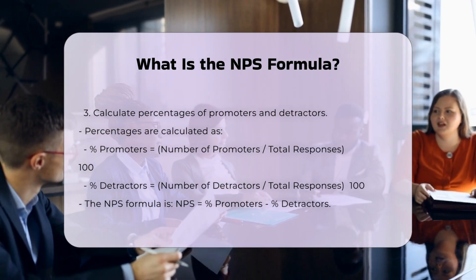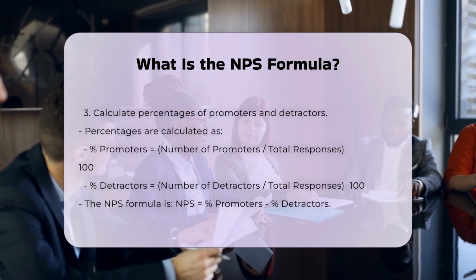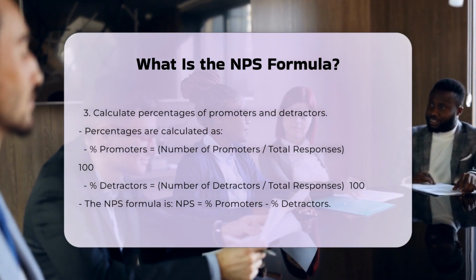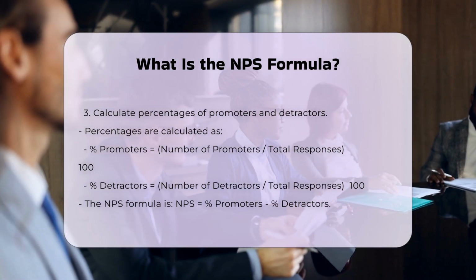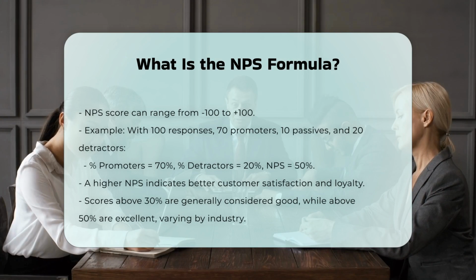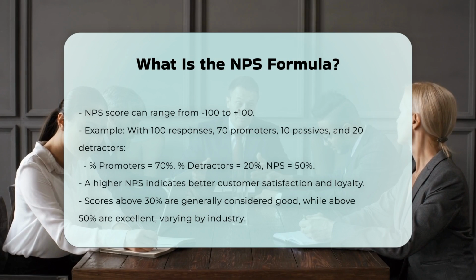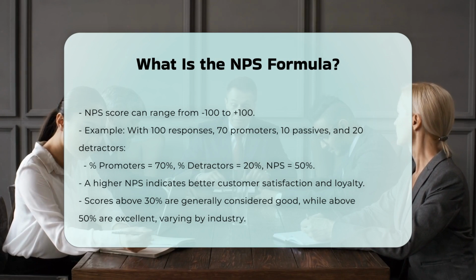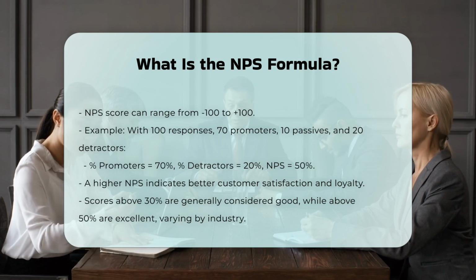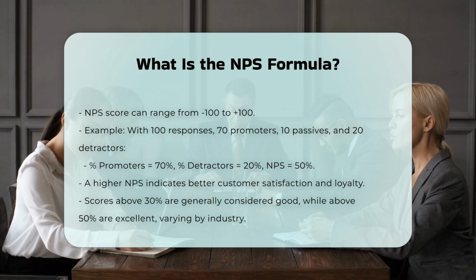Example calculation. For instance, if you have 100 customer responses with 70 promoters, 10 passives, and 20 detractors. Percent promoters, 70 over 100, times 100 equals 70%. Detractors, 20 over 100, times 100 equals 20%. 70% minus 20% equals 50%.